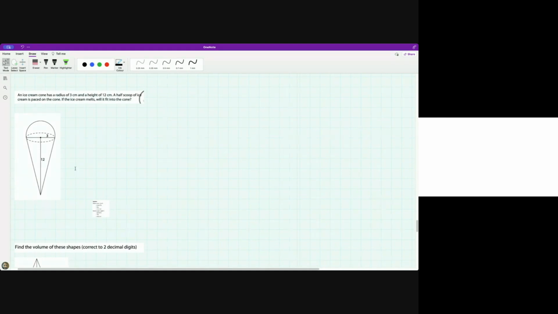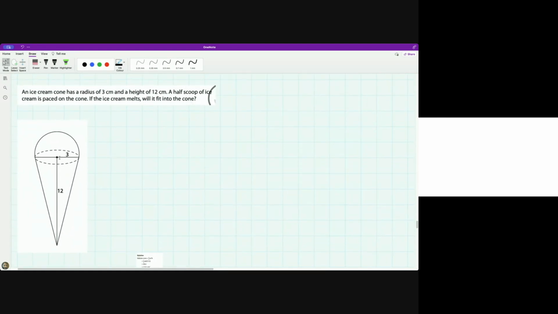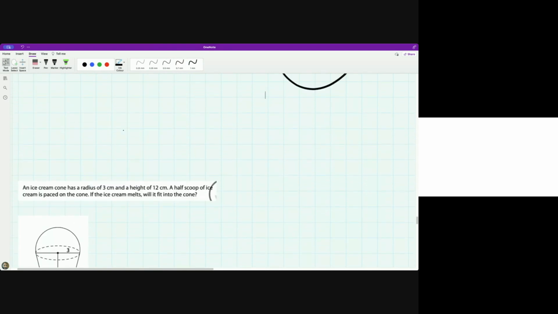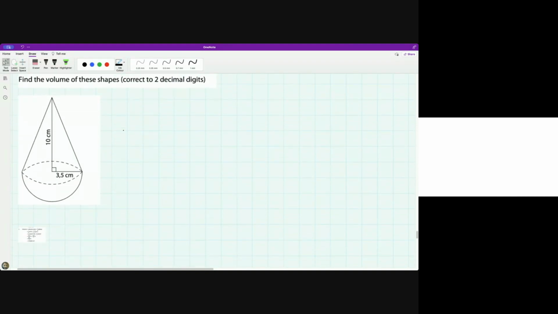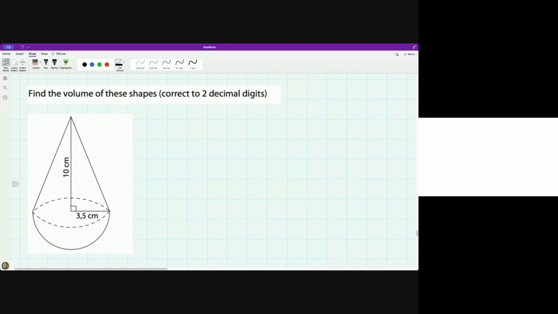Okay, so here is an ice cream cone again. A half scoop of ice cream is placed on the cone. If the ice cream melts, will it fit into the cone? Or where's the rest of the... you know what? Let's do... Find me the volume of this shape.